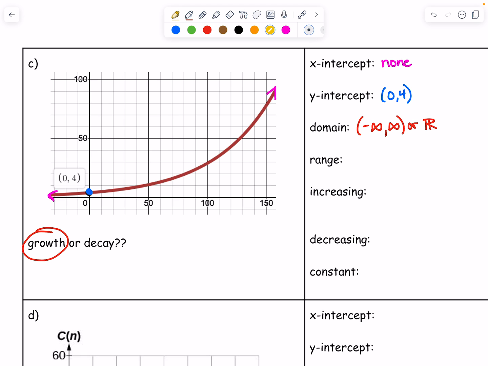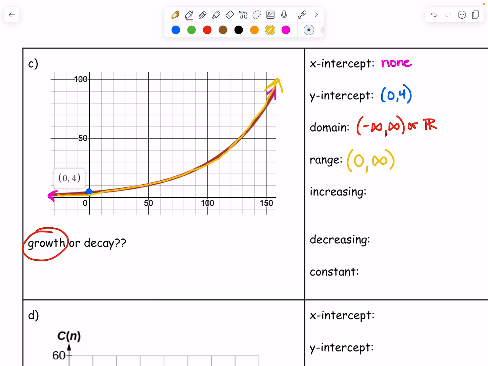But it's not going to equal 0 this time, because it has an asymptote right there. So we've got to put a parenthesis at 0. And then it will continue to go up forever, so we can put an infinity and a parenthesis.